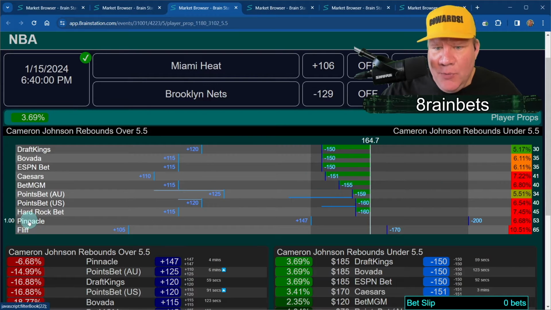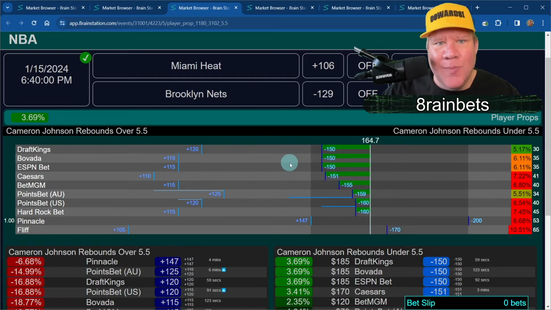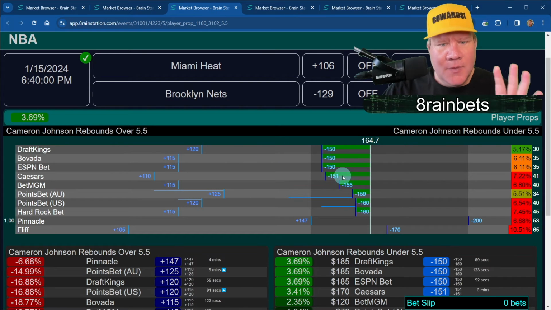Our only sharp book here, we don't have BetOnline on this particular play. Pinnacle, we see no line movement, and we see a very high hold percentage, with the hold percentage of 6.68. This is a scenario where despite me liking the unders at DraftKings, I'm pumping the brakes on this one. I see too many warning signs to want to play this.